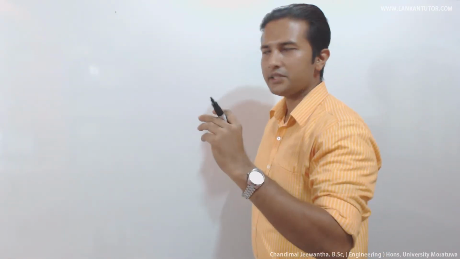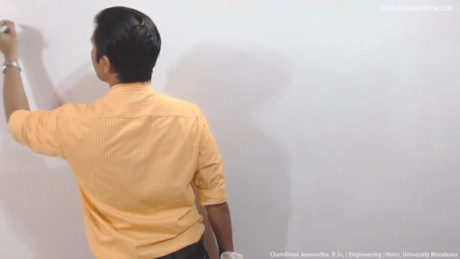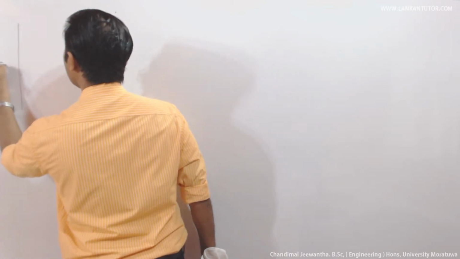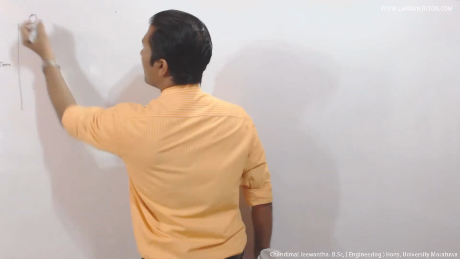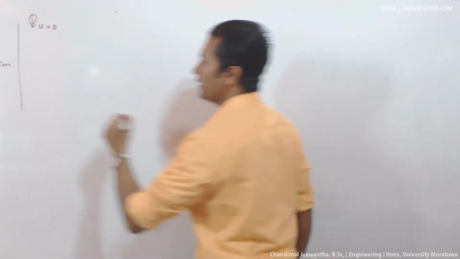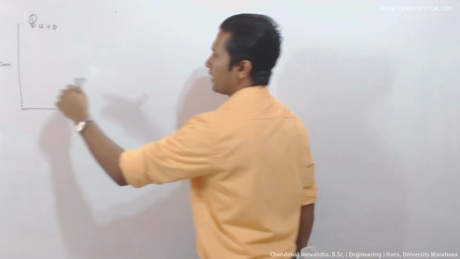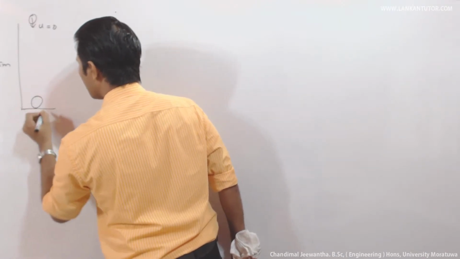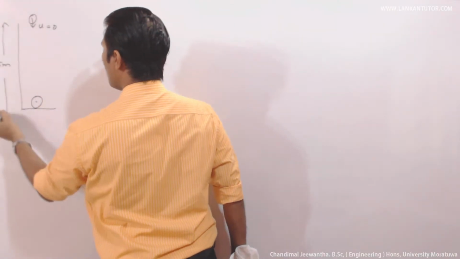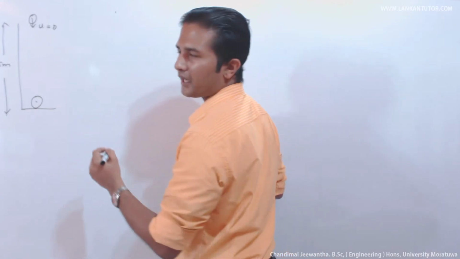An object is released at a height of, let's consider, 245 meters. Then we need to find the time taken in order to get to the ground floor. So the displacement is 245, the initial velocity is 0. Then we need to find the time taken.